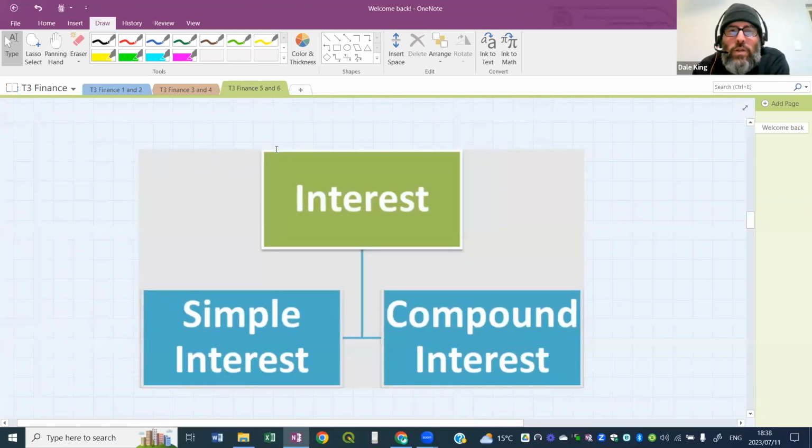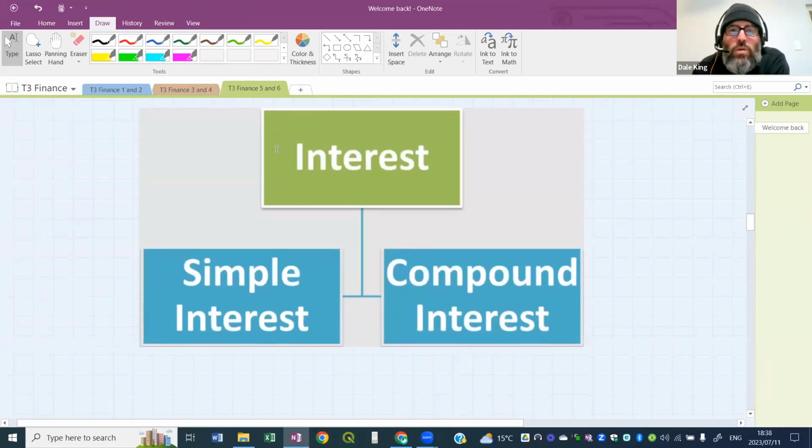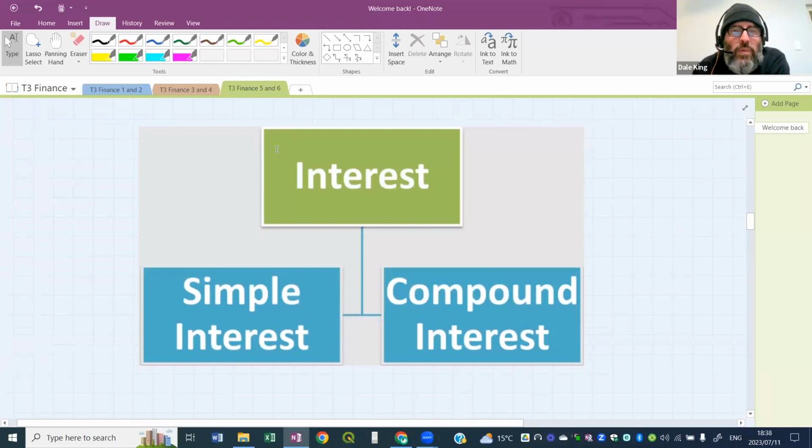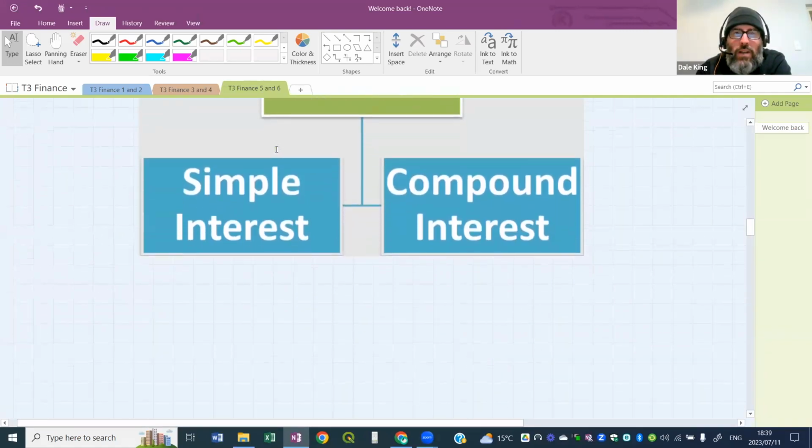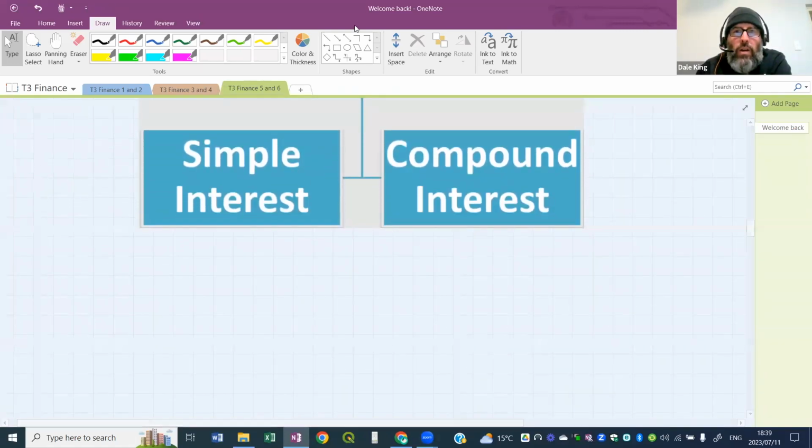Now, we're going to talk about interest a little bit further. We're going to talk about two types of interest: simple interest and compound interest. There are two types of interest calculations. There's a simple interest calculation and a compound one. Who can tell me the difference between simple interest and compound interest? You don't need to use fancy words. Just use your own words and your own understanding to help me and everyone else understand. Who's out there? Who can help me?